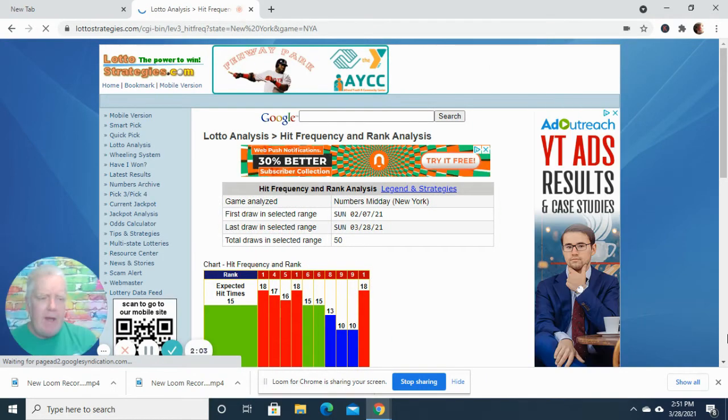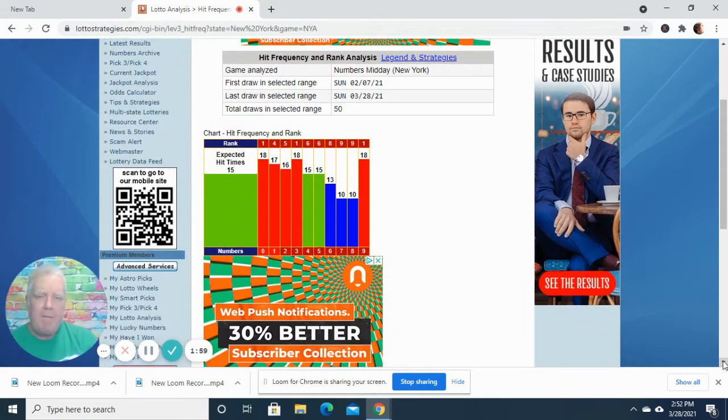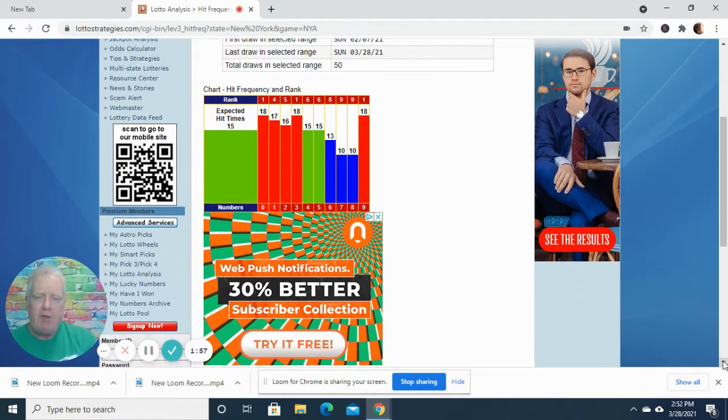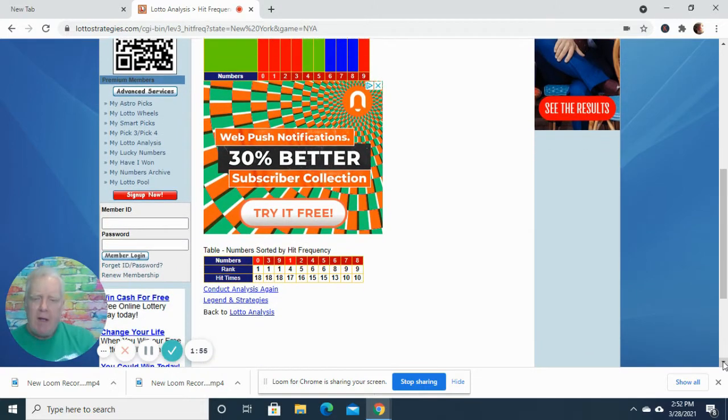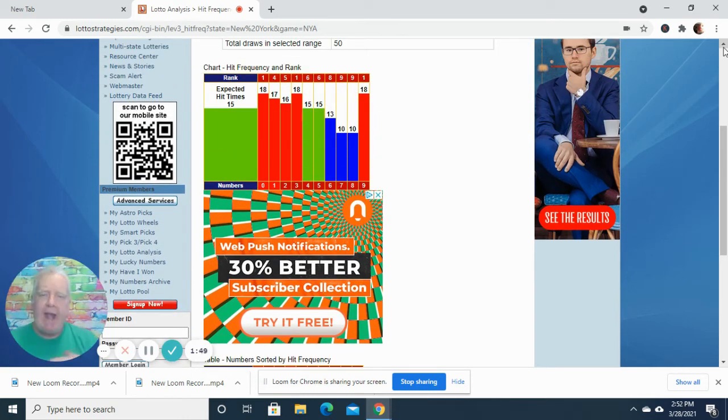Okay, it gives you the frequency of the numbers that came out in the past 50 draws. So you can use this also to gauge what numbers you're going to play. But you need to find this data, look at it, and then try to pick your numbers from the data.